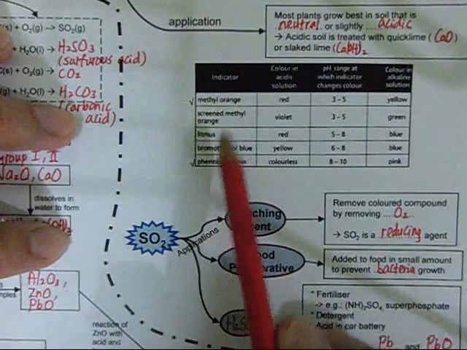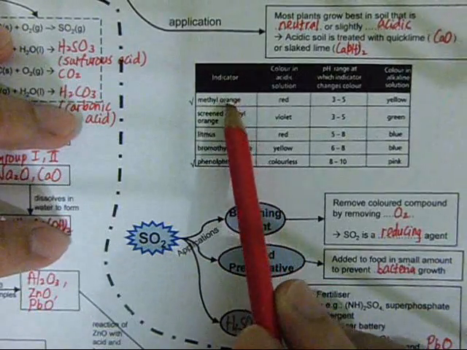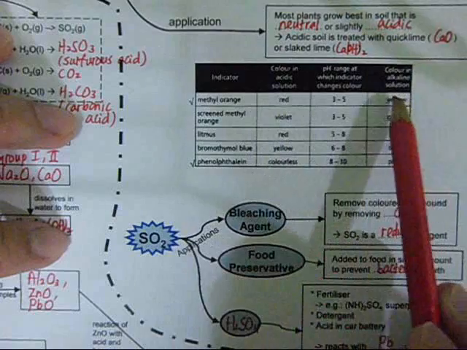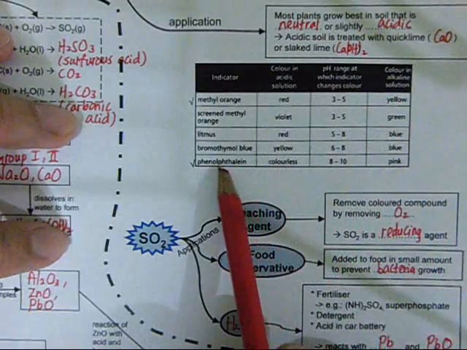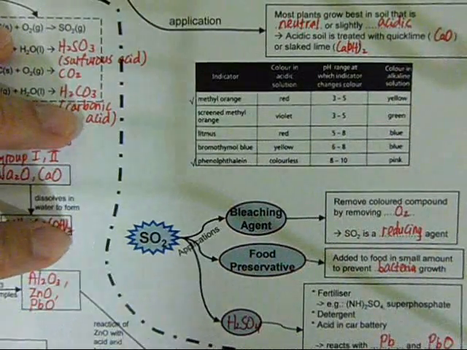Okay, for the indicator, you need to remember these two, methyl orange and phenolphthalein. Methyl orange is red in acidic solution, yellow in alkaline solution. Phenolphthalein is colorless and pink.